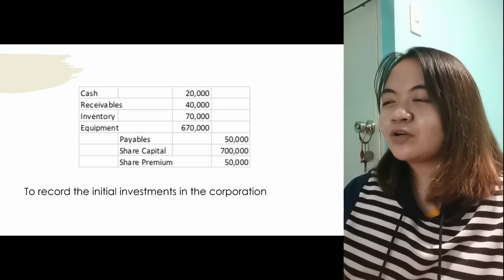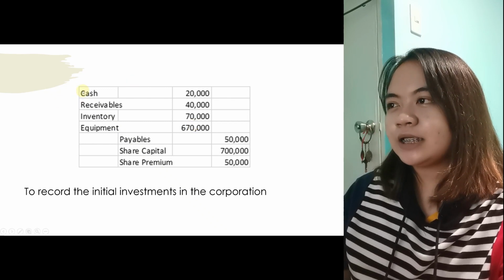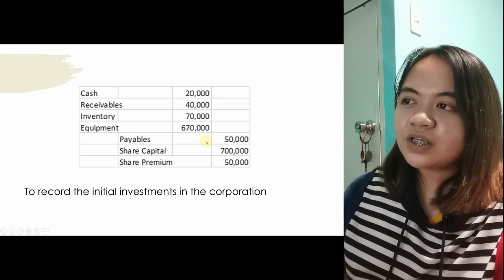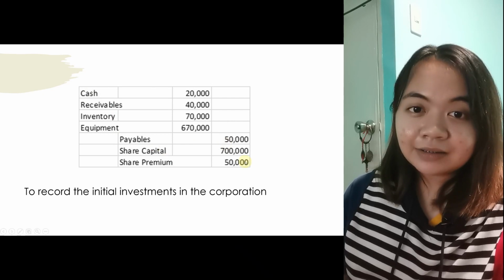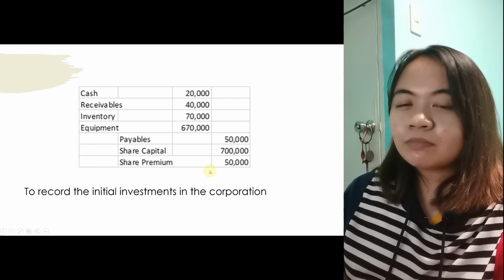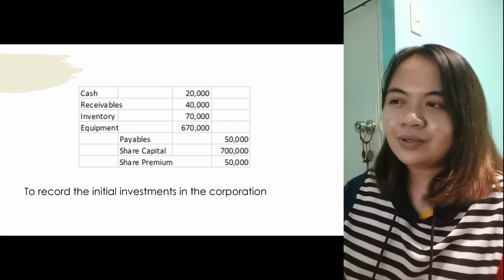Okay? So, to record the initial investments in the corporation, where do you look? Because it's the same as earlier, on the credit side. You have payables of 50, share capital of 700. Okay, because that's all they hold. Then, share premium at 50,000. So, which one is the addition? Share premium. Okay?